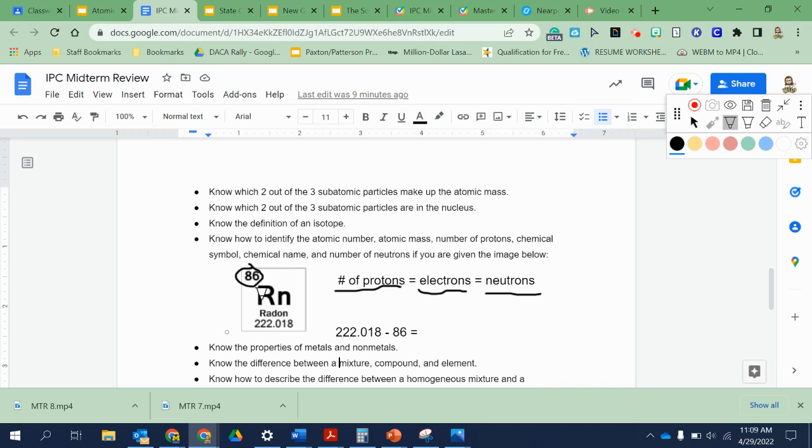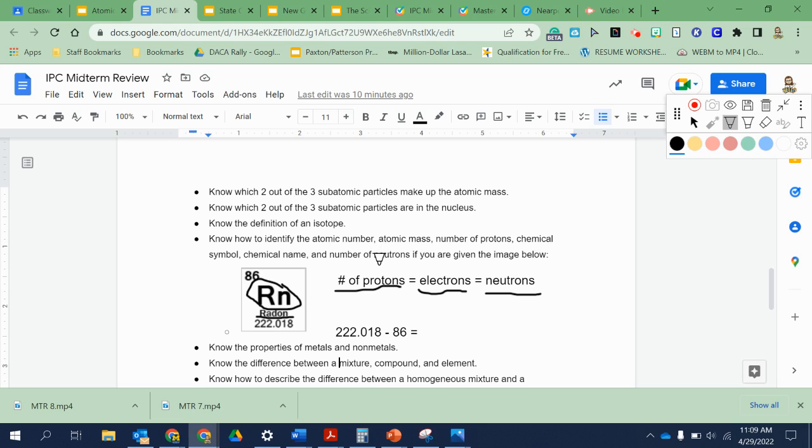All right, so then you have the chemical symbol. The chemical symbol for radon right here, so let me go ahead and erase this. The chemical symbol for radon is Rn. All right, that is a chemical symbol. And then the chemical name for it is just radon, right? And it's all right here. You can find all of this information on these little squares in the periodic table, right? And then you have the number of neutrons.